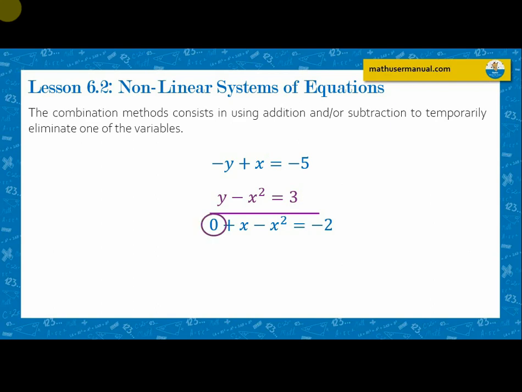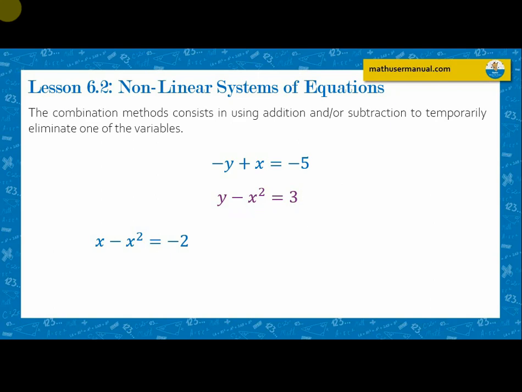So we got a 0. We were able to cancel the y's. That's the objective of the combination method. Now let's rewrite this equation in a different place so we can do operations. And we have x minus x squared equals negative 2.